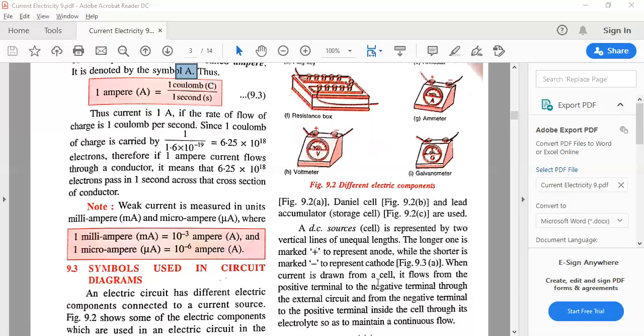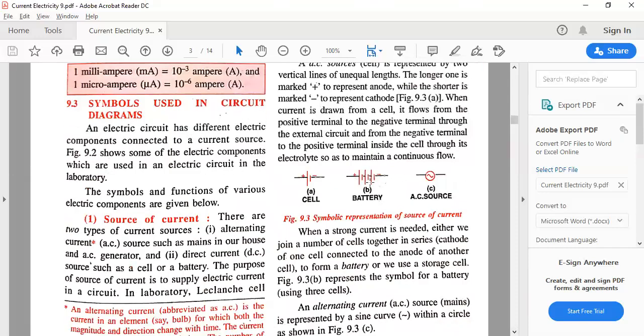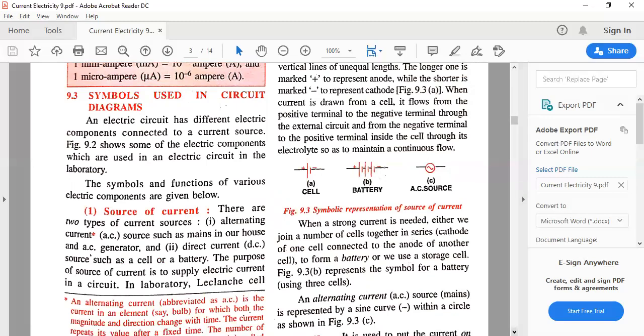So from where will the current flow? It will be flowing from the positive to the negative by convention. Okay, now what is a battery? As written here, when you join a number of cells together in series, the cathode of one cell is connected to the anode of another cell to form a battery. If you have connected many cells, that is called a battery. An AC source is represented as a sine wave in a circle.